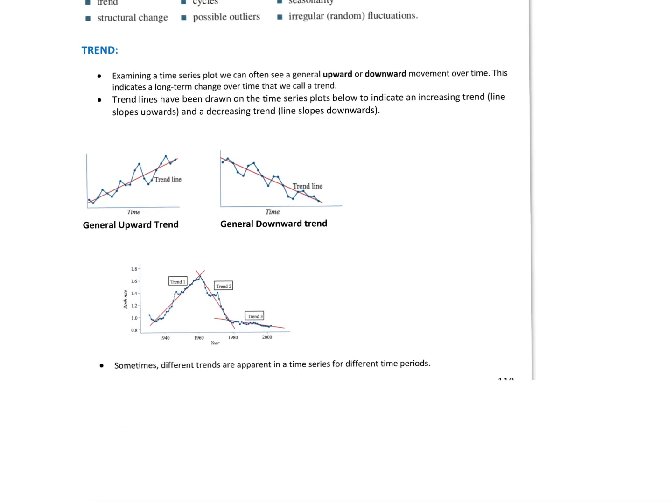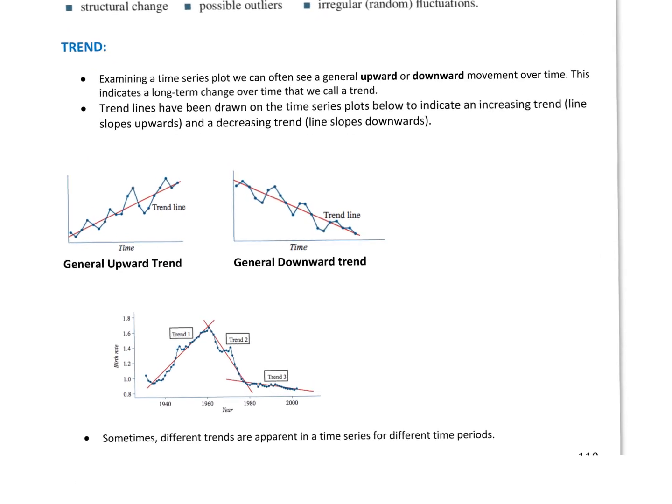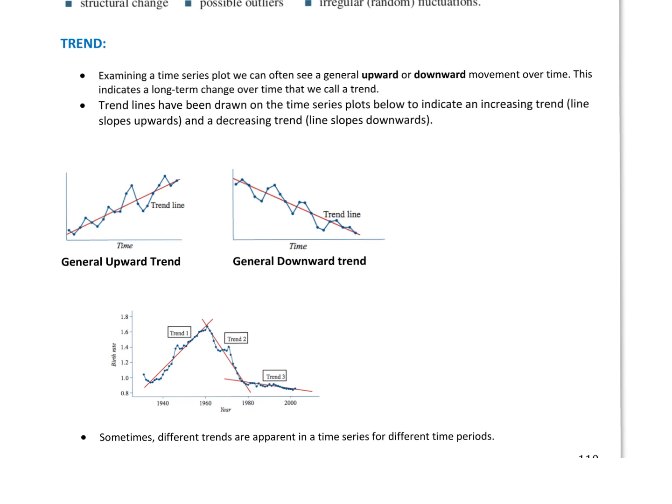Here, the first thing we're going to look at is trend. Examining the time series plot, we can often see if there's a general upward or downward trend over time. This indicates a long-term change, so you've got to see it over a long period of time. Trend lines have been drawn on time series to help indicate this.